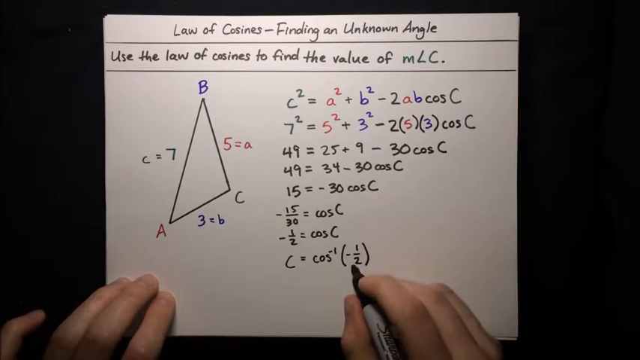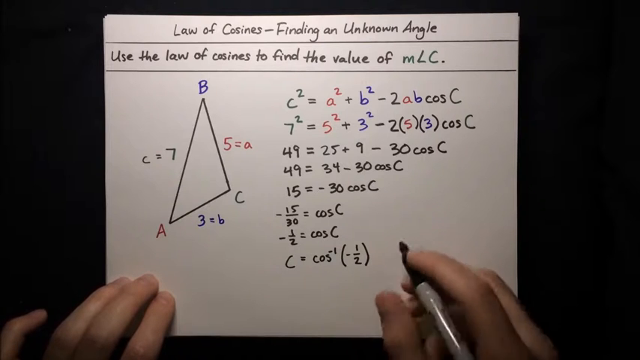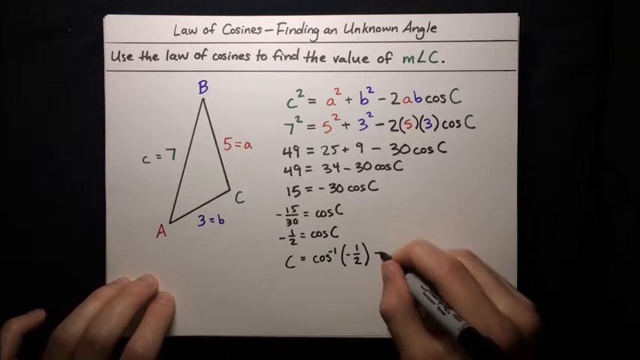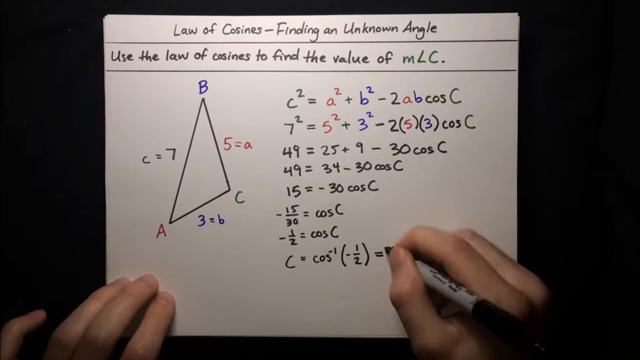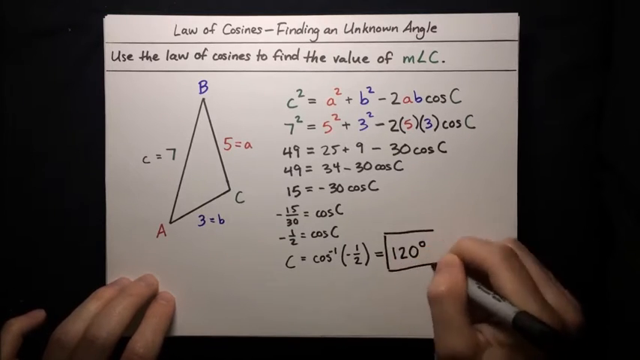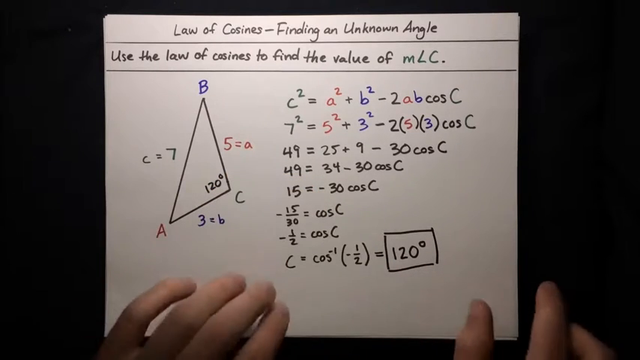And you can recall what that is. This happens to be a special angle, or you can punch it in your calculator. Either way, you'll get a result of 120 degrees. So there we go. That's what the measure of angle C is. That's 120 degrees.